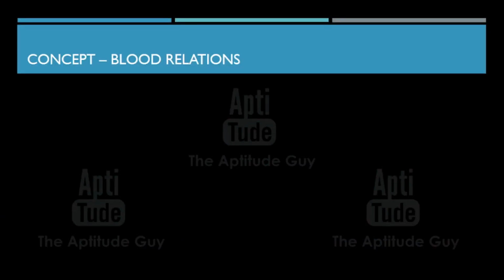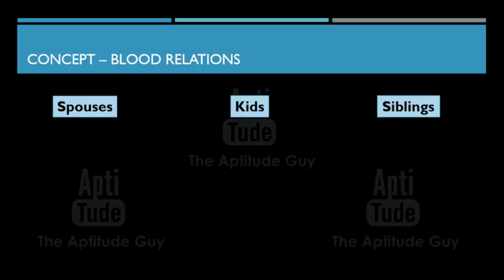Now, first of all, let me talk about the concept of blood relations. When it comes to blood relations, there are three main basic relationships that you need to focus on. Those three main basic relationships. I want you to pause this video and give it a thought. What are those three basic direct relationships that a person has? All right. Now, if at all you thought about these three relationships, you are absolutely right.